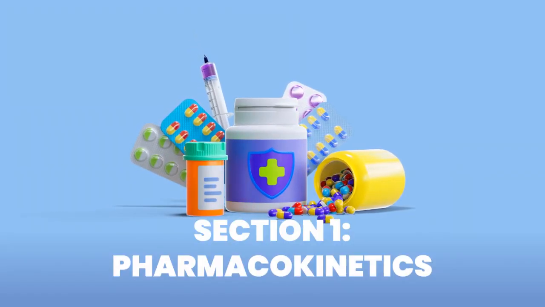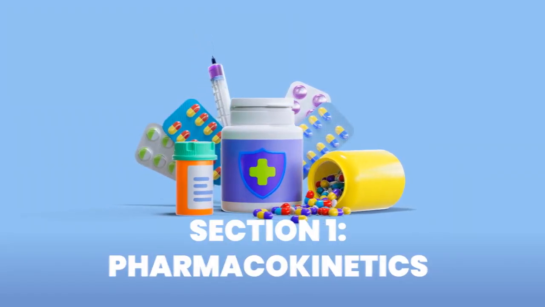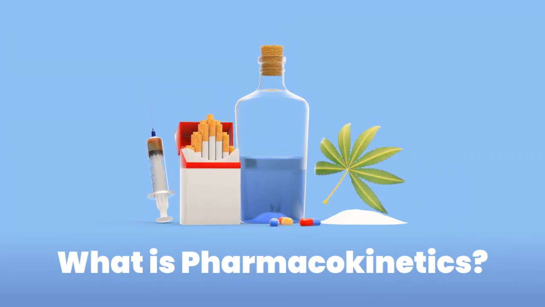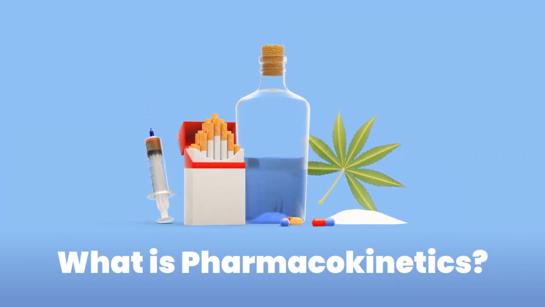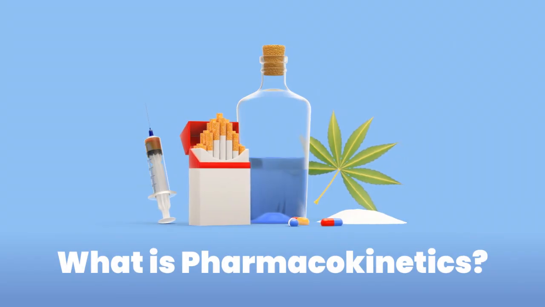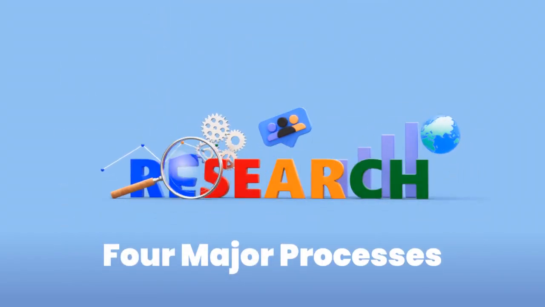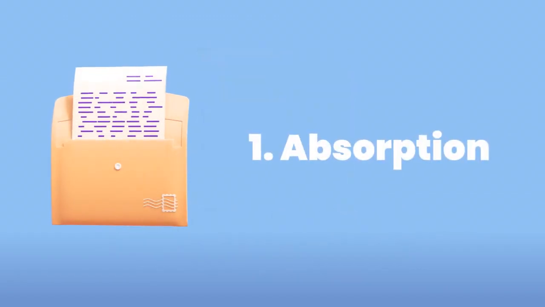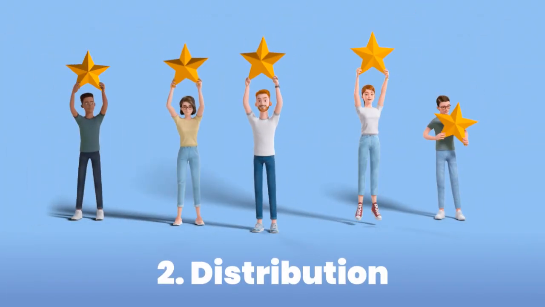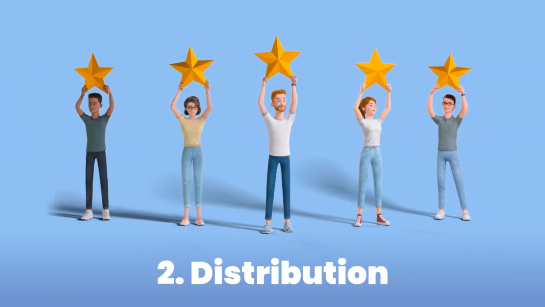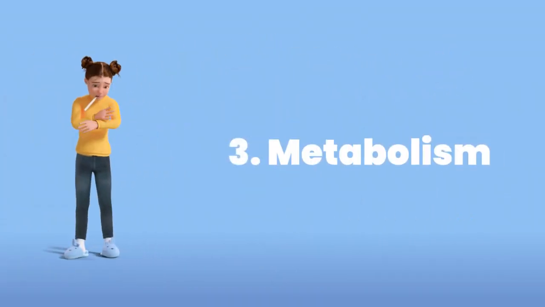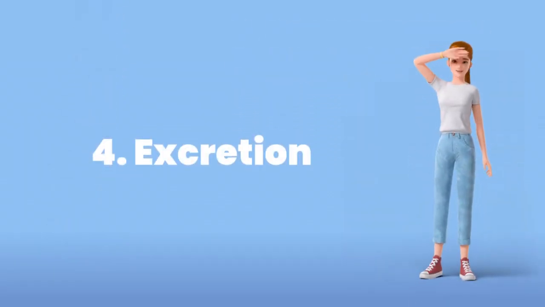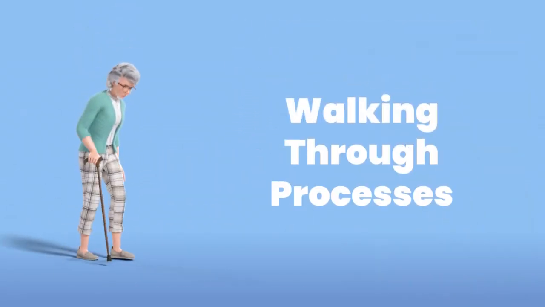Section 1. Pharmacokinetics. First concept, pharmacokinetics, which means what the body does to the drug. There are 4 major processes. I want you to remember the acronym ADME. Absorption, distribution, metabolism, excretion. Now let's walk through them.